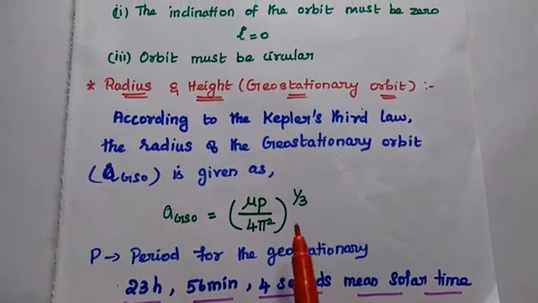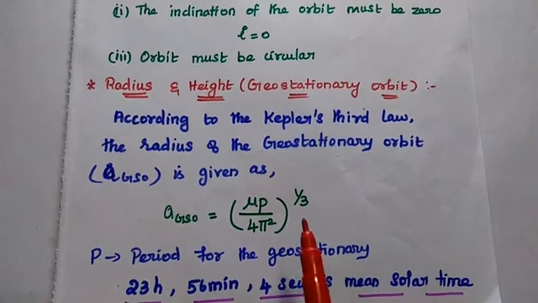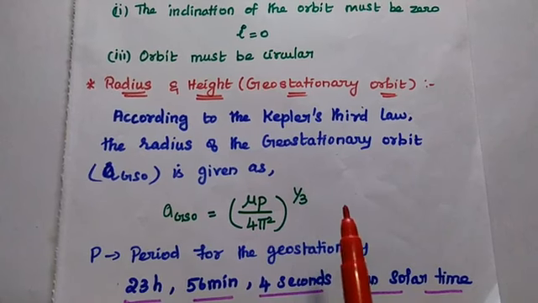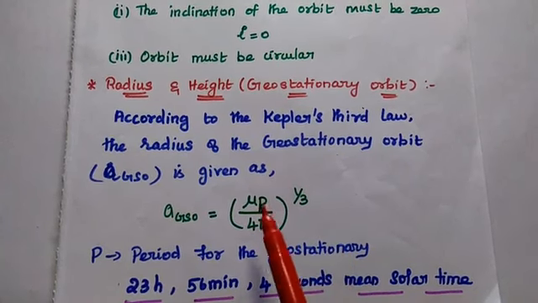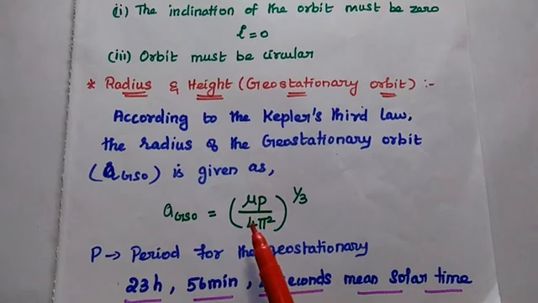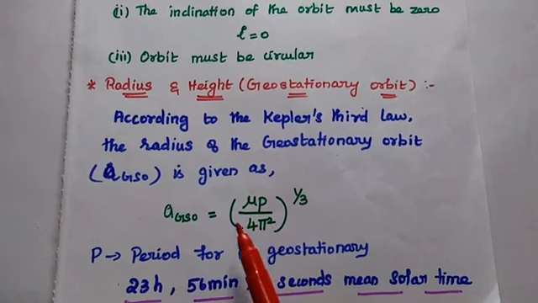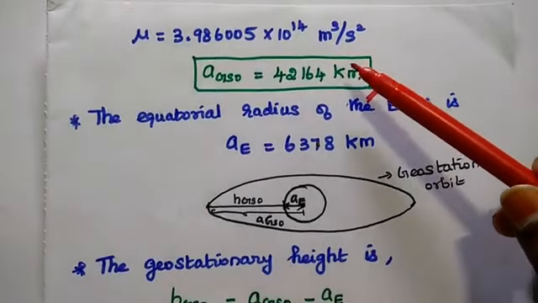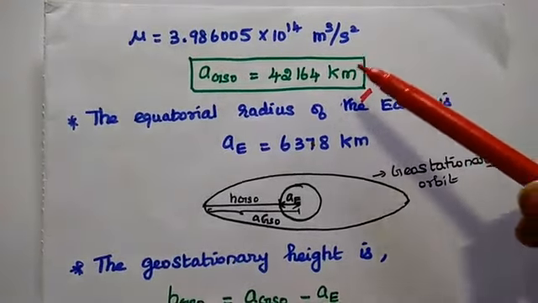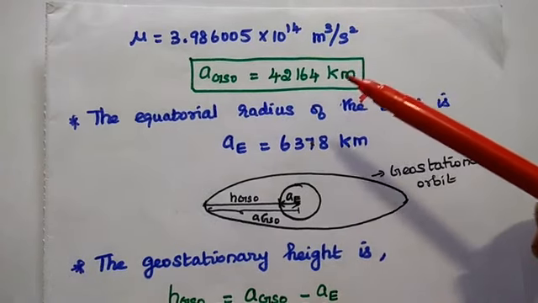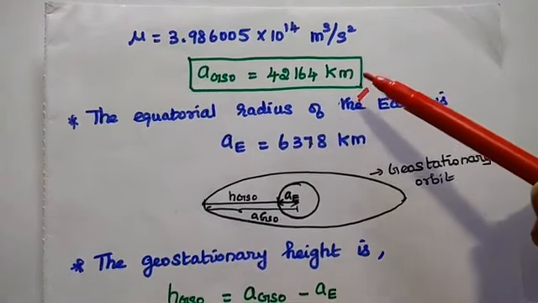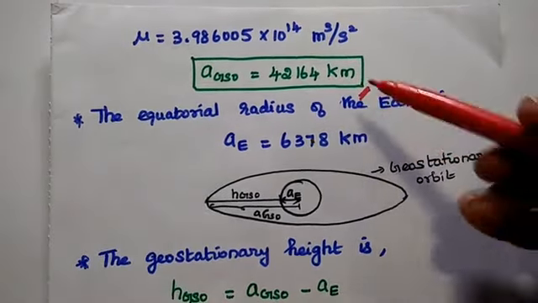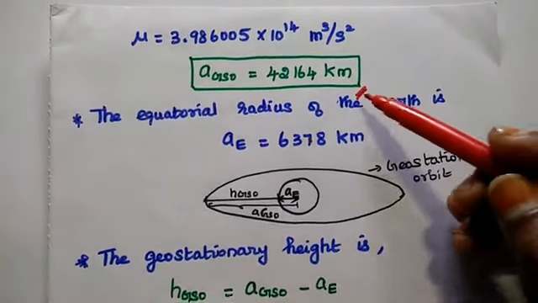So here the mu value is 3.986005 times 10 to the power 14 meter cube per second square. So we are going to substitute those values in this equation to get the radius of the geostationary orbit. Okay. After substituting the values of P and mu in Kepler's third law, we can get the radius of the geostationary orbit as 42,164 kilometer. So this is the radius of the geostationary orbit.